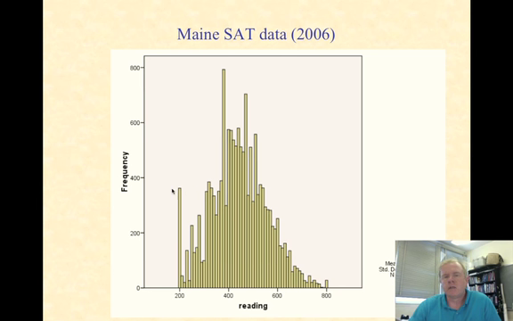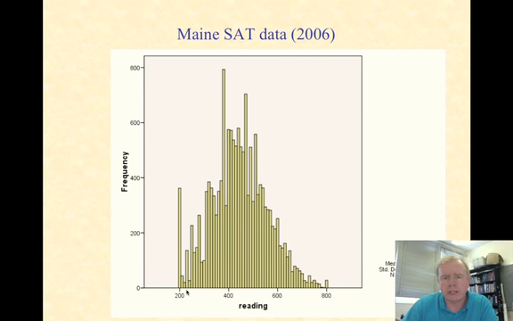We had a lot of students in the state of Maine in that year who scored the lowest possible score on the test. Now, we'll talk more over the course of this class about why that might be. But I'd like you to think about some reasons that that might be. Why would we have a large proportion of students earning the lowest possible score?